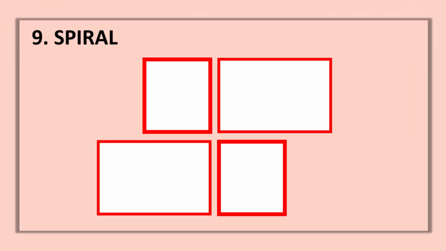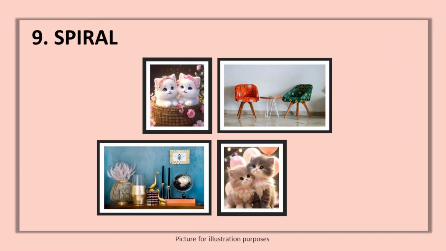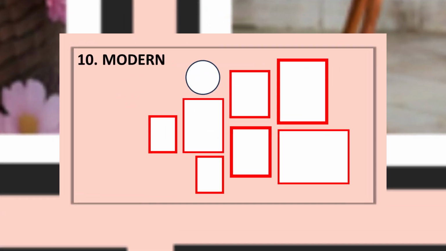Number 9 is spiral. This layout style is lively and fun. The focus point is located in the center of the circular arrangement of artwork or family photos. It's an unusual decision that gives the area more movement and vitality.